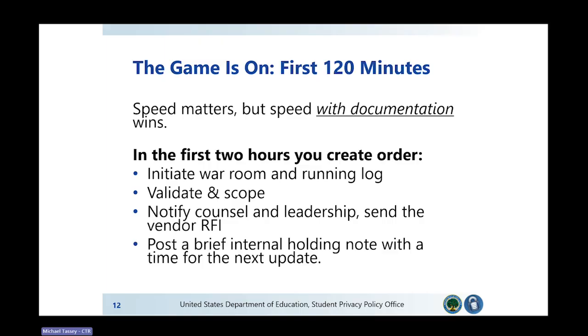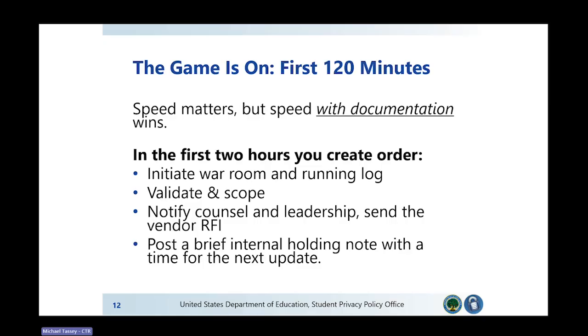And of course, you want to post a brief internal holding note with a time for the next update, right? You want to establish this sort of consistent, repetitive update process from which you document what is going on and what happened in that period and what you expect to happen in the next period, and then continue to have those updates on a regular basis. So let's talk about how that might break down.